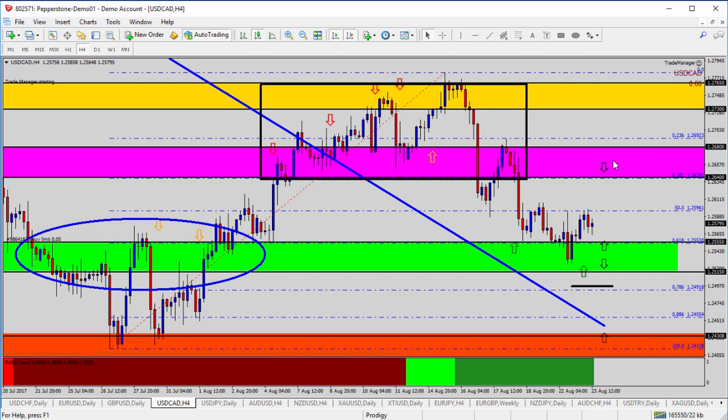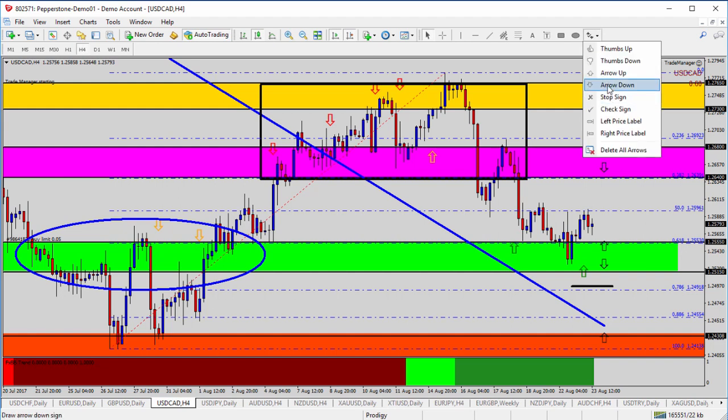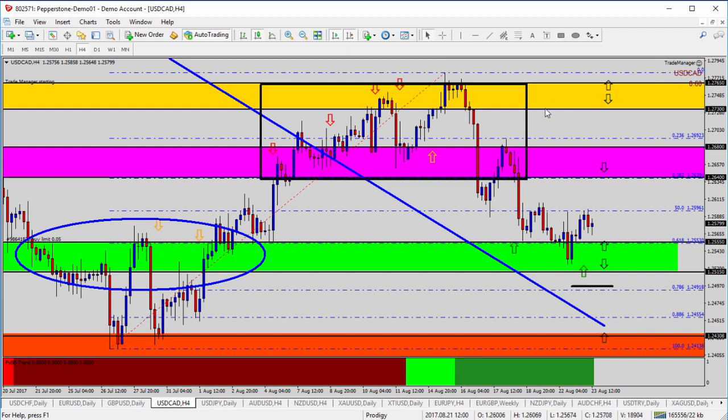Of course, we'll target first the pink shaded area, but beyond there we could even look for further targets back to the yellow zone, or even a break of the yellow zone. Could even see some further reversal for the USDCAD this week.